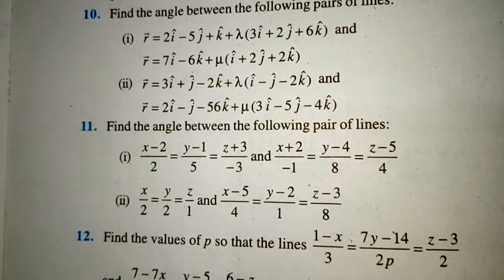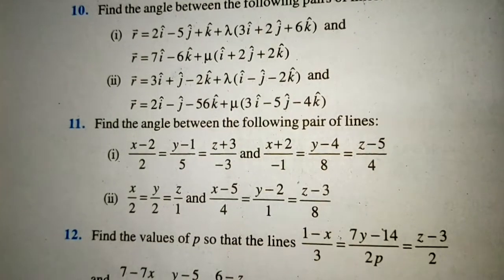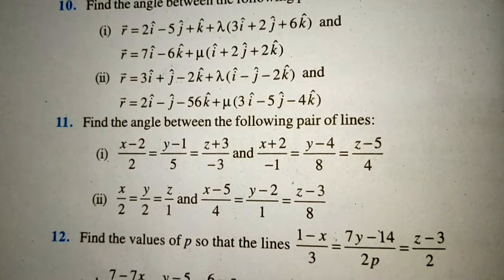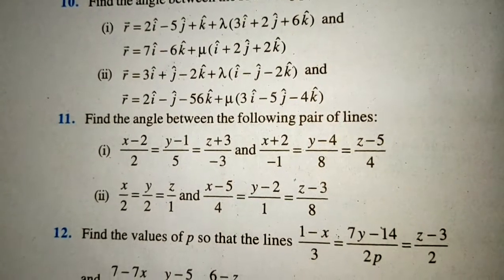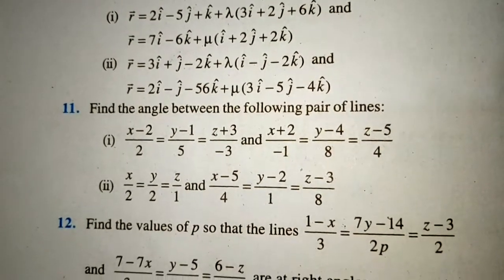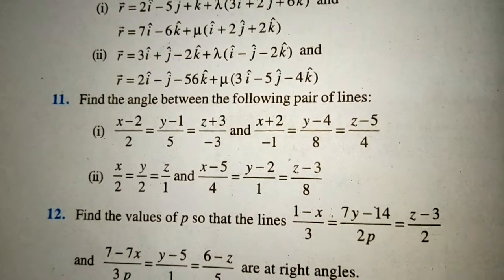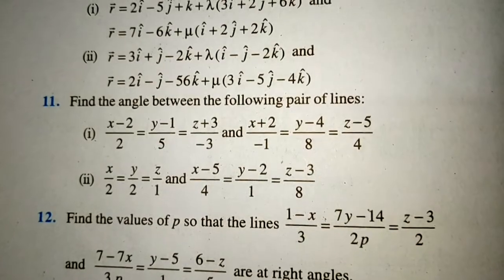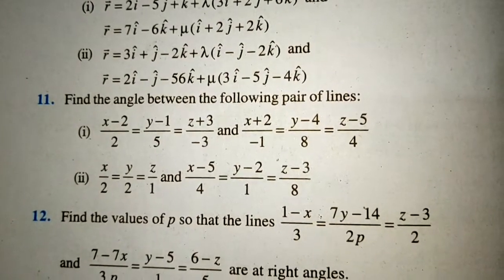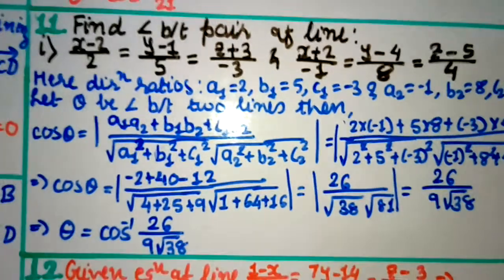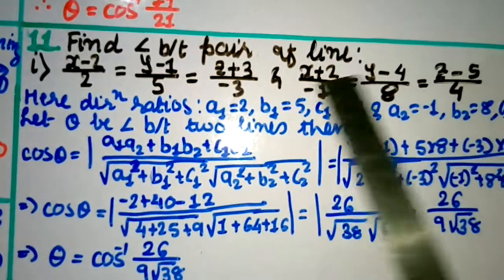Question number 11. Find the angle between the following pairs of lines. Number 1: (x minus 2) by 2 equals (y minus 1) by 5 equals (z plus 3) by minus 3, and (x plus 2) by minus 1 equals (y minus 4) by 8 equals (z minus 5) by 4. In this, they have given us the equation in Cartesian form. In question number 10, it was in vector form. So this is the equation of the line given to us, right?